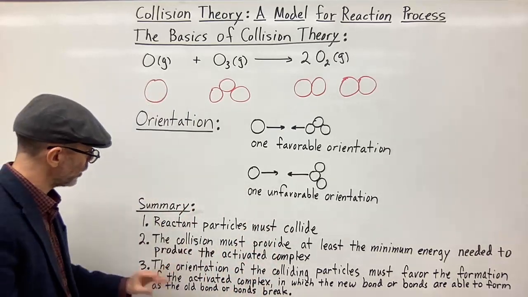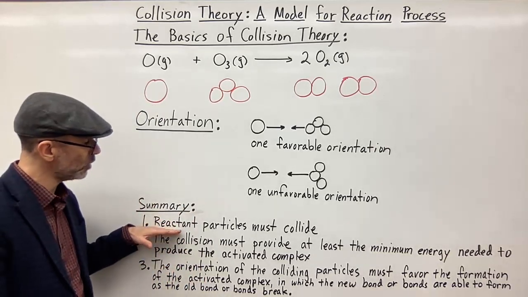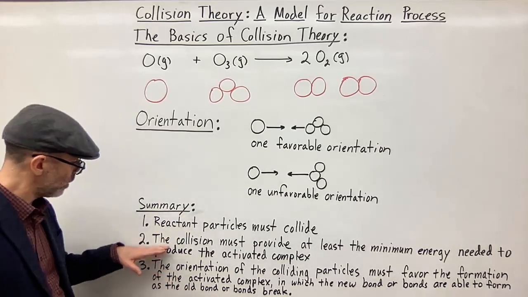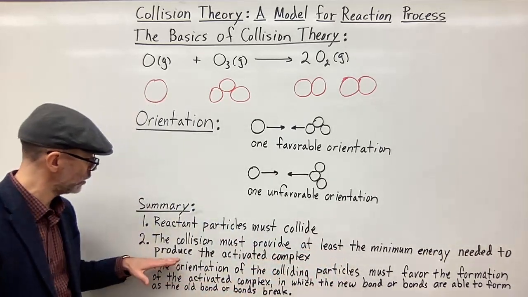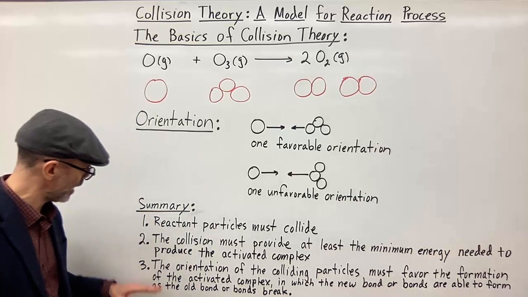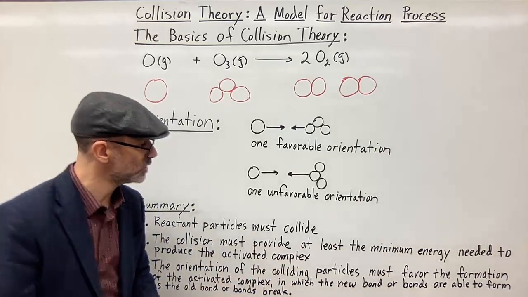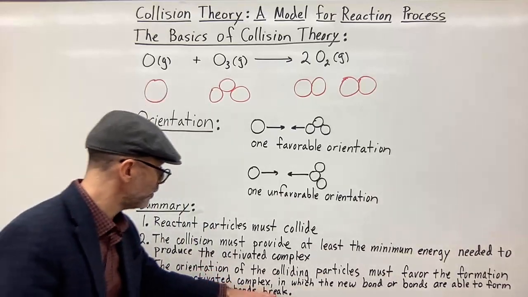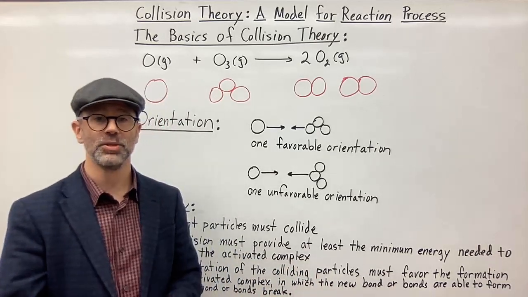So here's a summary. So for summary of collision theory, reactant particles must collide. That's number one. Number two, the collisions must provide at least the minimum energy needed to produce the activated complex. So activation energy, you need to have the activation energy. And three, the orientation of the collided particles must favor the formation of the activated complex in which new bonds are being formed and the old bonds are breaking.